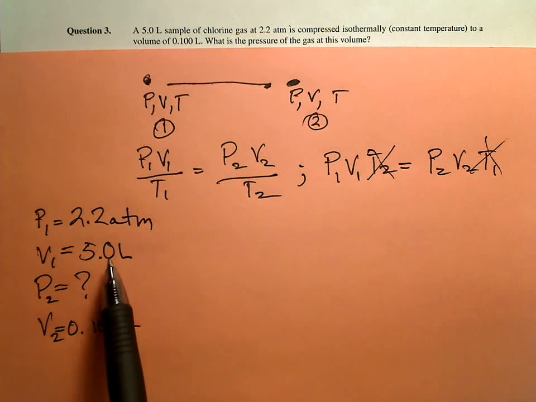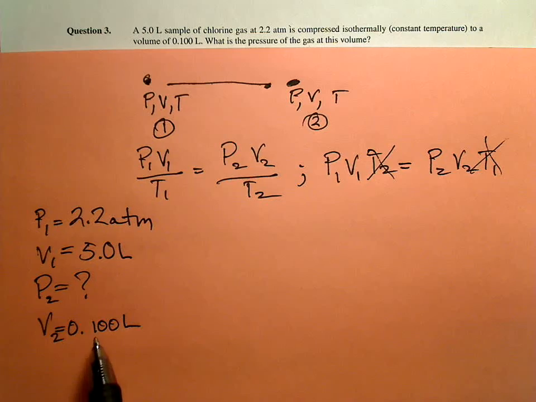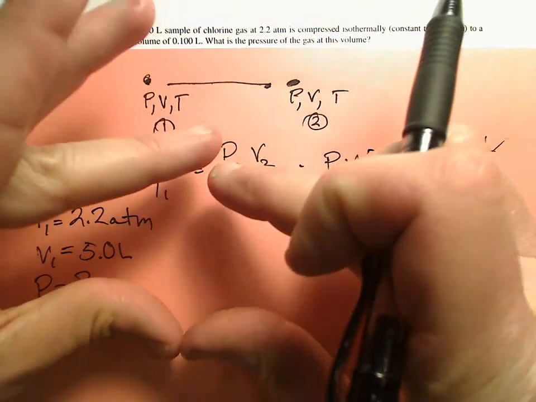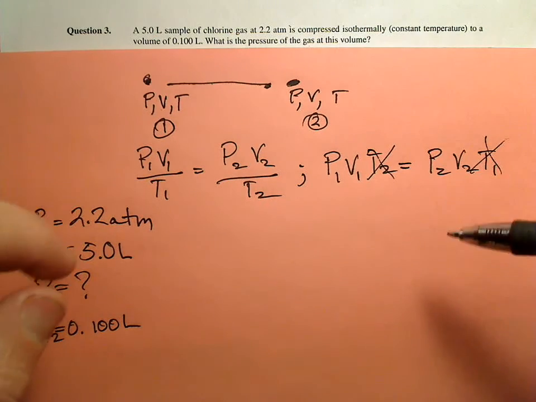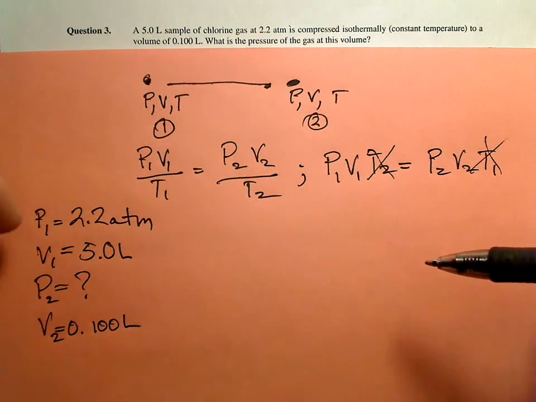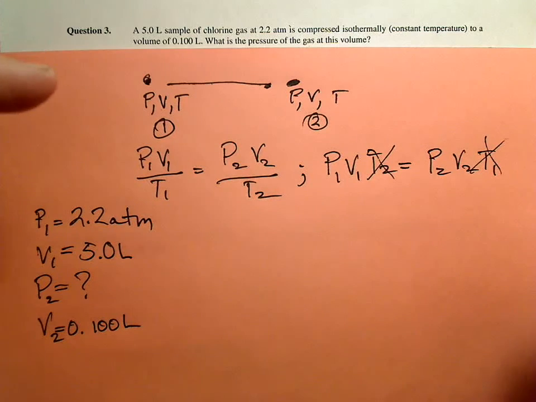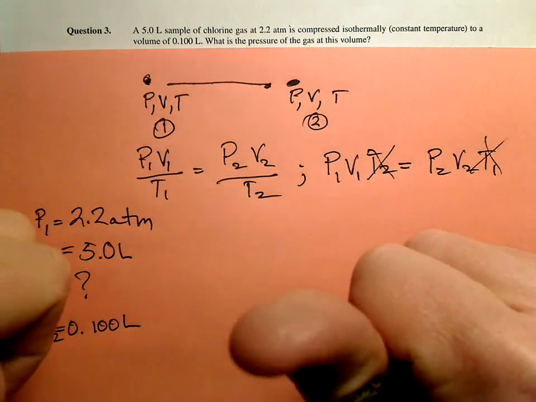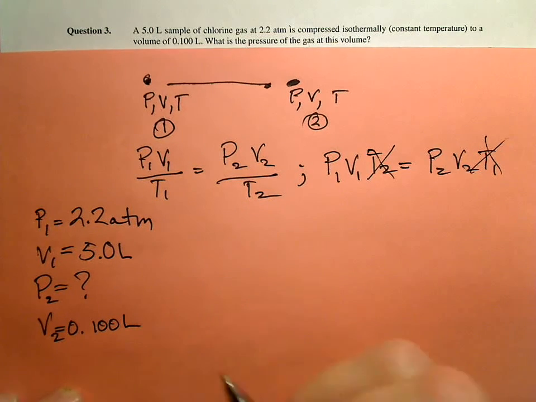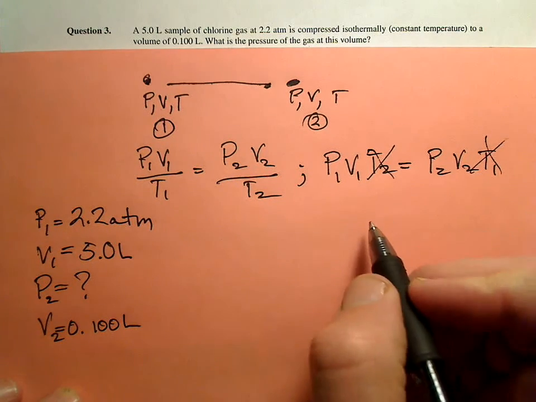So even before we solve this problem, we know which direction this pressure is going to go. If the volume goes from 5 liters to 1/10 of a liter, you're shrinking down the volume. And if you're shrinking the volume and the temperature is remaining constant, then your volume's going down, your pressure is going up. So we should expect a higher pressure. Well, let's go ahead and put this in there.